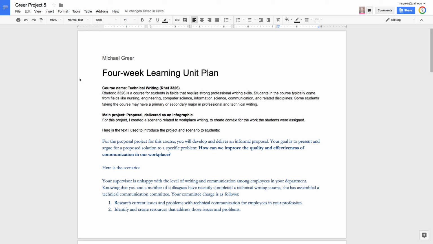This 4-week learning unit plan is based on a real project that I have done in tech writing, the course called RET 3326. And it says here the students in that field are basically non-majors. They mostly come from disciplines like nursing, engineering, computer science, information science, and related disciplines. Some of them have a secondary major in professional technical writing, but they're mostly people who are taking this course because it's required of their discipline.